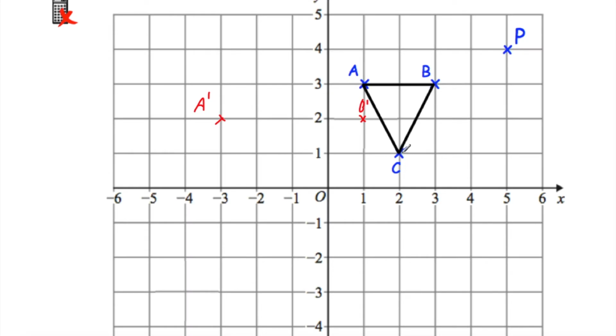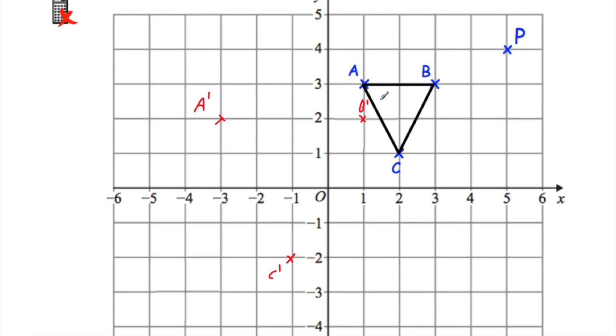So we're going to enlarge that by scale factor 2. So we're going to double it. So instead of going 3 to the left and 3 down, we're going to go 6 to the left and 6 down. So 6 to the left, 1, 2, 3, 4, 5, 6, and 6 down, 1, 2, 3, 4, 5, 6. That's going to be there, and that'll be the point C dash.